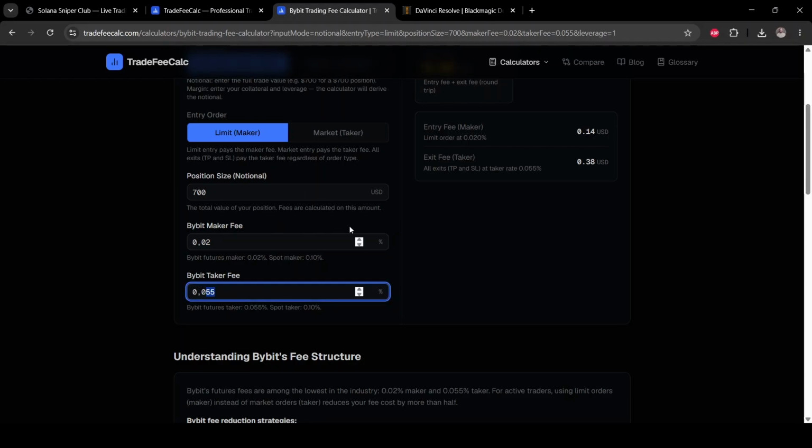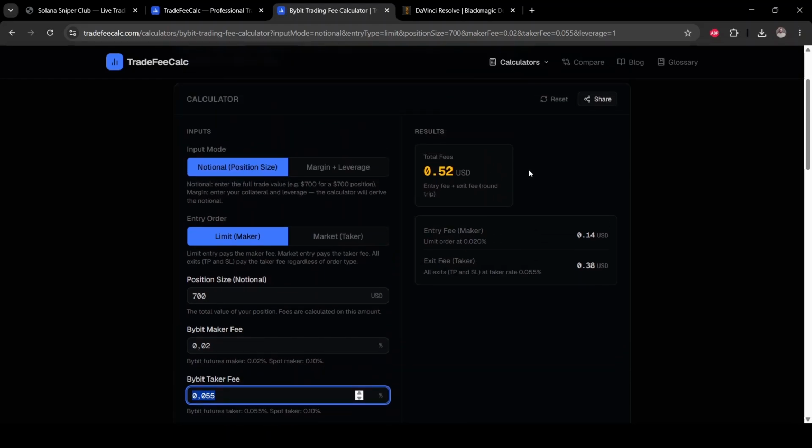As I said, if you open a trade with a limit order, you pay the maker fee on the entry and the taker fee on the exit. This calculator shows you the total fees paid on the trade. It even shows you the entry, which is with the maker because it was a limit order. We paid 14 cents, and for the exit, we paid the taker fee, which is 38 cents.